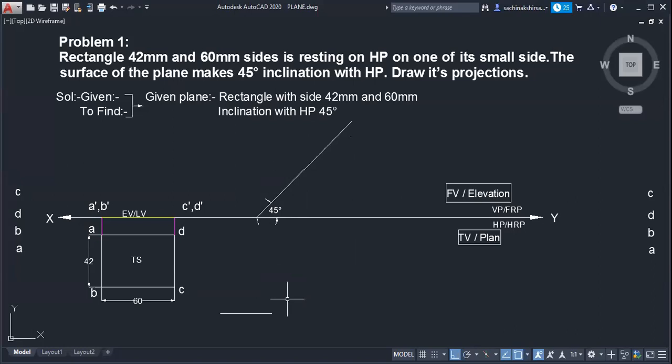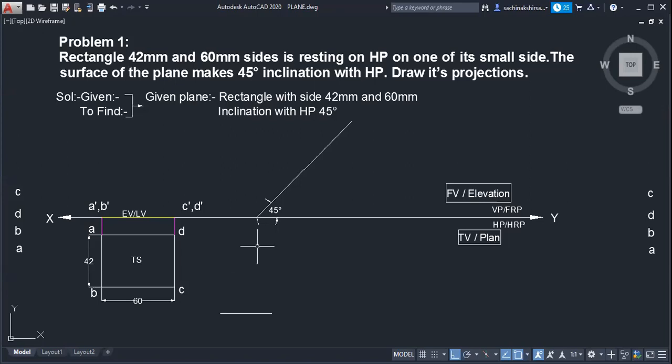Now up to this, is it okay? Yes, sir. Have you drawn this 45 degree line? Yes, sir. Now what you have to do? Very simple. Now what you have to do?